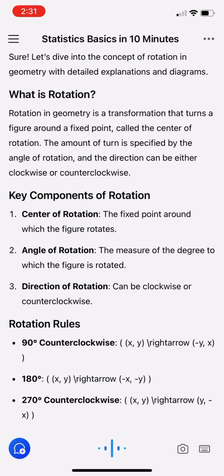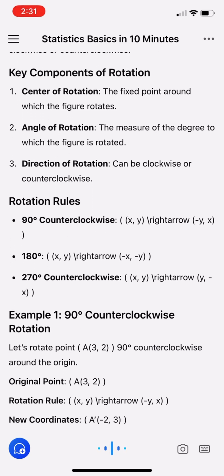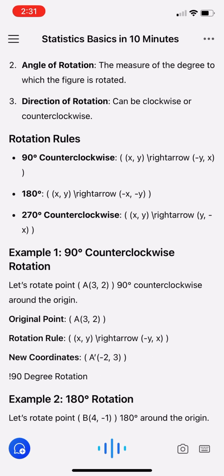Key components of rotation. Center of rotation: the fixed point around which the figure rotates. Angle of rotation: the measure of the degree to which the figure is rotated. Direction of rotation: can be clockwise or counterclockwise.